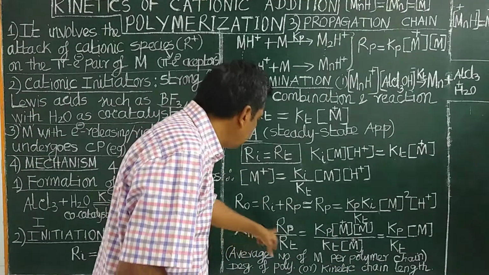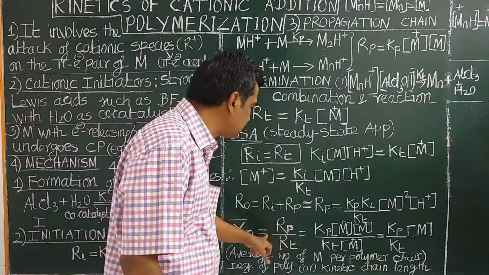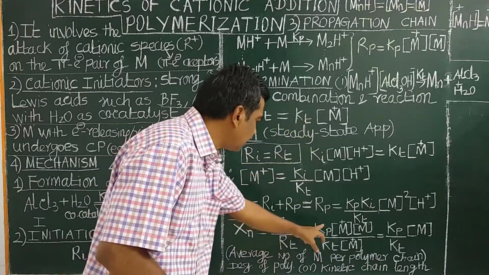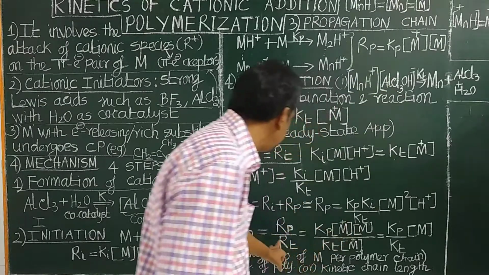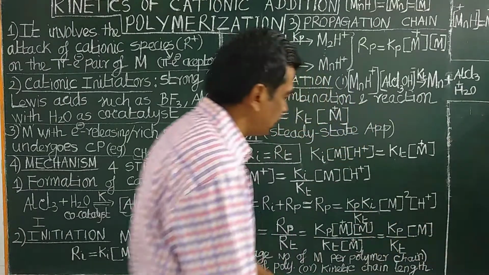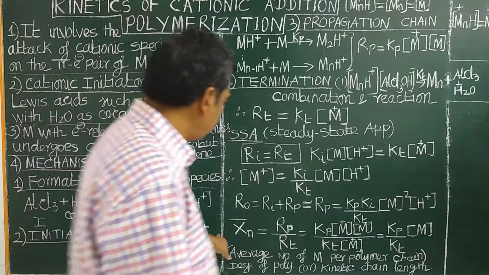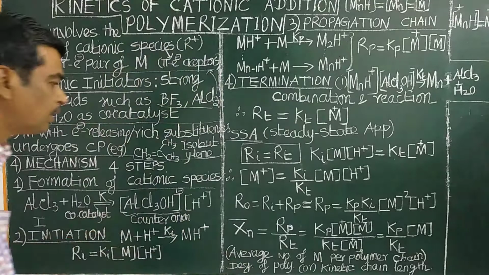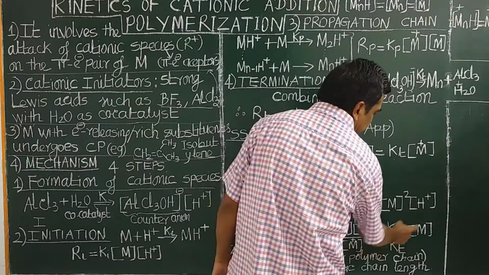It is calculated from the ratio of the rate of propagation to the rate of termination. The rate of termination is equal to the rate of initiation. Therefore, substituting Rp and Kt times M plus, we get Kp by Kt times the concentration of the monomer. In the competitive exam, they will ask you to calculate the kinetic chain length or the degree of polymerization, providing Kp, Kt and the concentration of M.